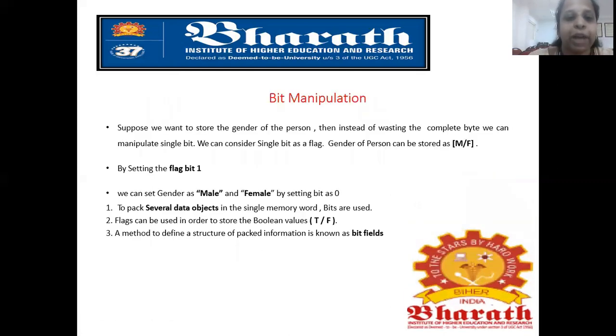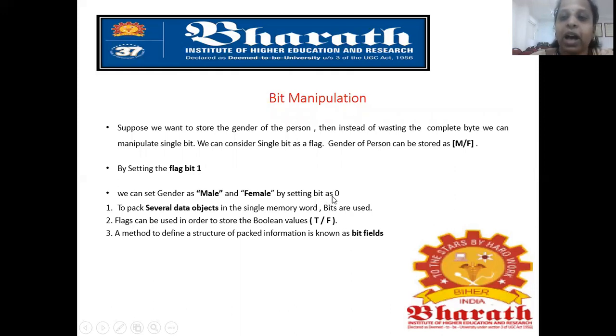So next is bit manipulation of pointer. Suppose we are going to store the gender of a person. Then instead of storing everything in a single unit, that is male or female, we can store the gender of a person in a single bit. That is a flag. Example, either we can store M or F. Only a single value can be stored. So we can set the flag bit as 1. Suppose we set the gender as male, and female by setting it as 0.